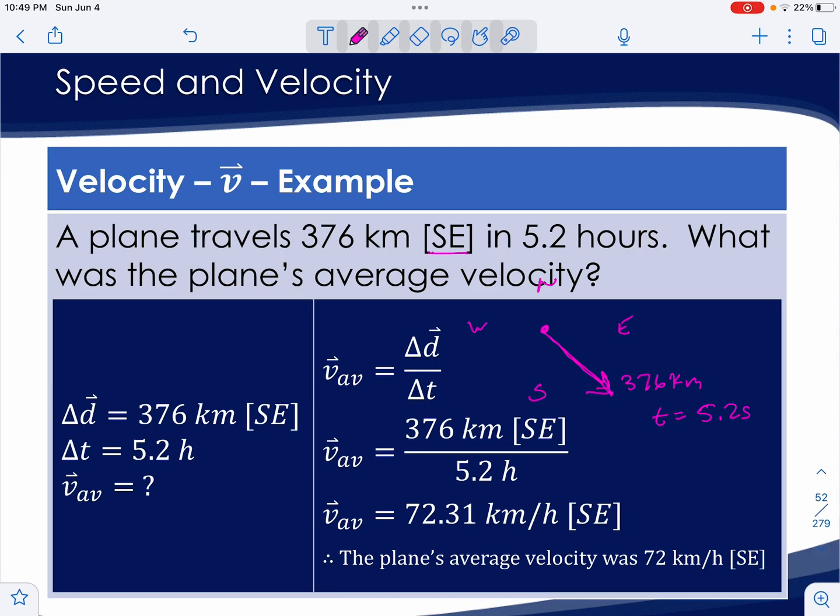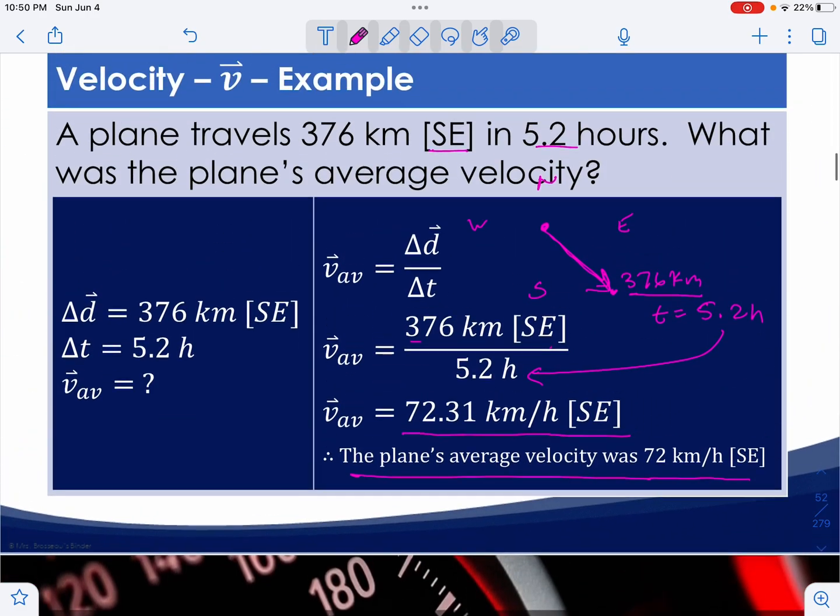So the displacement, the ending position relative to the beginning position, is 376 kilometers southeast, right? And our total time is, excuse me, 5.2 hours. I wrote that incorrectly. So here, this is our total time. If we use our calculator, we get 72.31 kilometers per hour southeast. So the plane's average velocity was approximately 72 kilometers per hour southeast. And that is the end of speed.